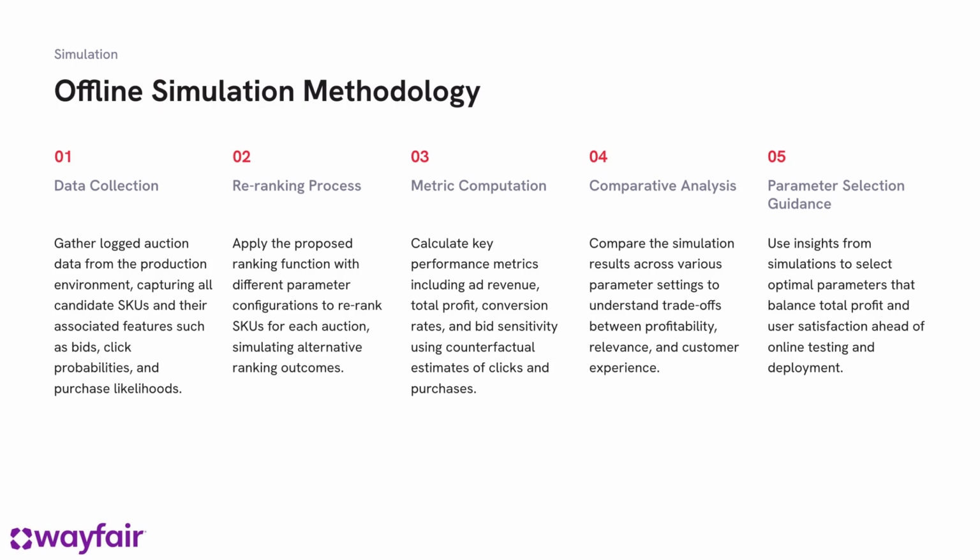Before running online tests, we run offline simulations, which involves gathering logged auction data from our production setting, which captures all the candidate SKUs, their bids, click probabilities, and other relevant scores. Then we apply the new ranking function to rerun the auction and compute the key metrics using our counterfactual estimates of clicks and purchases. We repeat this process for different combinations of W1 and B0, and finally choose a few variants to test online.